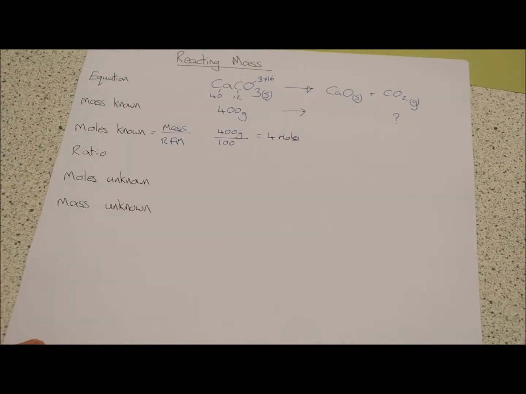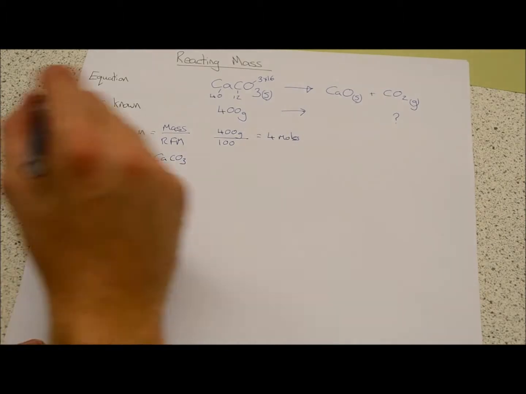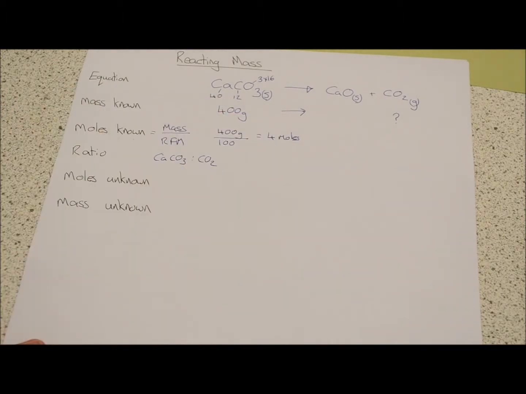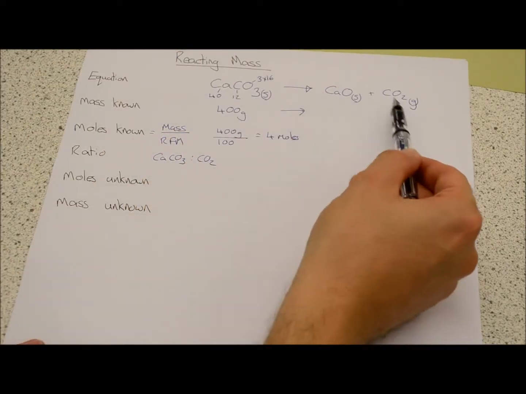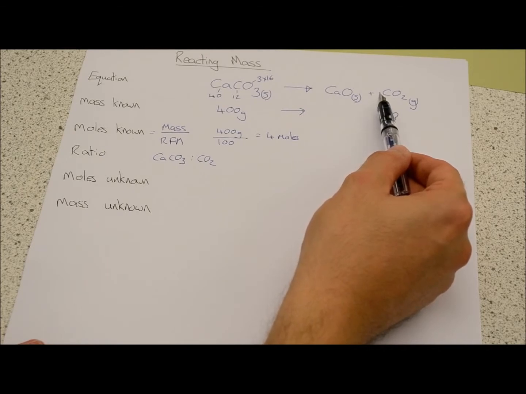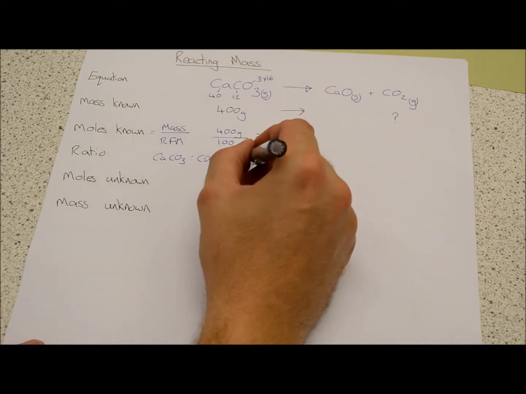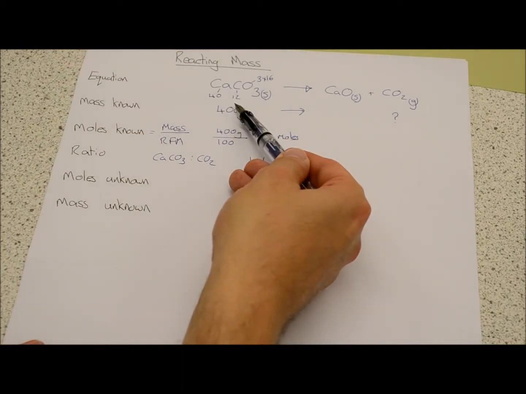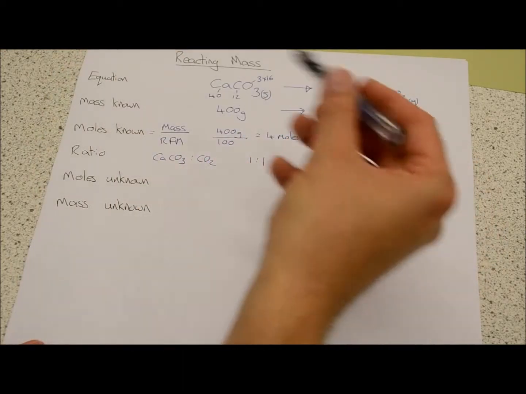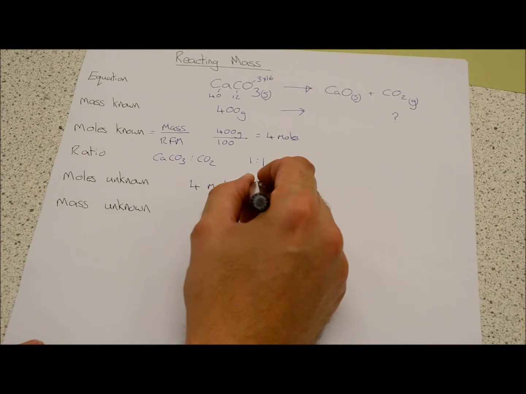of calcium carbonate. Next, we need the ratio of the known to the unknown. So the ratio of calcium carbonate to carbon dioxide, which is what we're trying to find out, the number in front of the molecule or substance will tell you the part it is in the ratio. So here there's no number, so it's 1, 1, 1. So it's a very simple one, 1 to 1. So if we have 4 moles of this substance, we're going to make 4 moles of this substance. So the moles unknown is very simple, 4 moles of CO2.